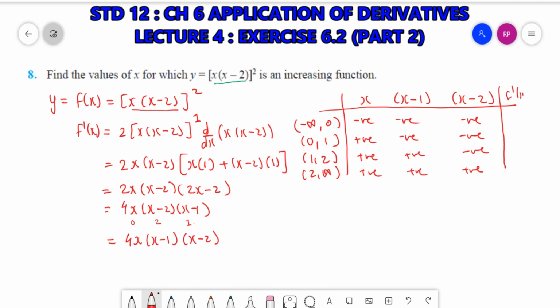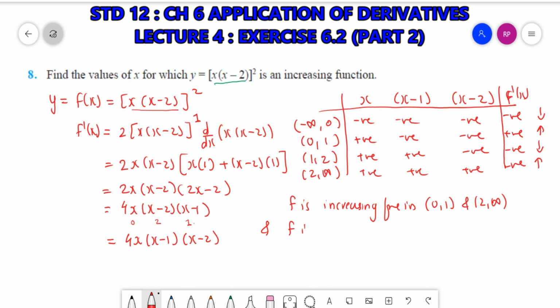So what will you say about f dash x? First three negatives: when you multiply three negatives, negative, positive, negative, they just alternate. So decreasing, increasing, decreasing, increasing, right? So f is an increasing function in 0 to 1 and 2 to infinity, and f is a decreasing function in minus infinity to 0 and 1 to 2.